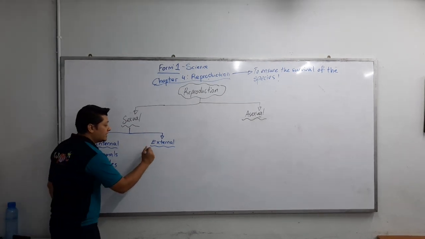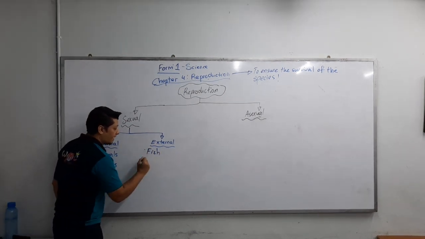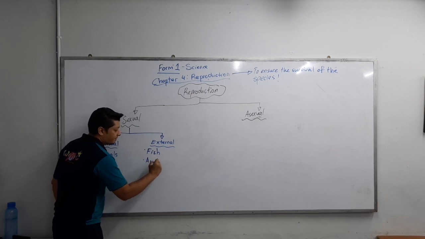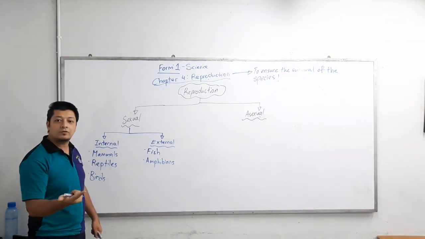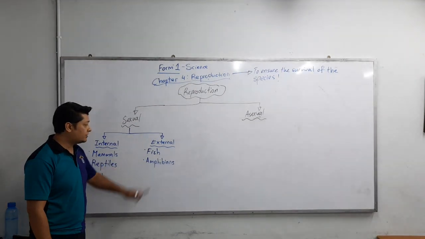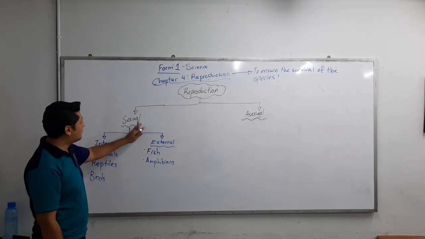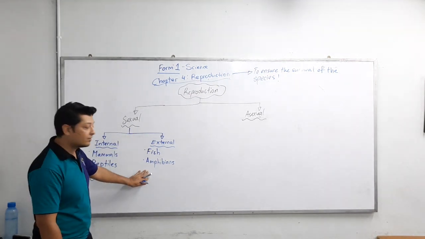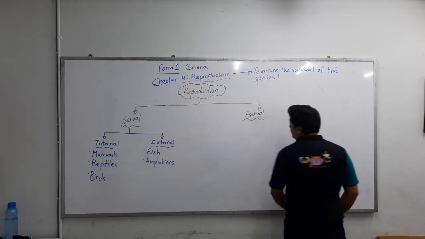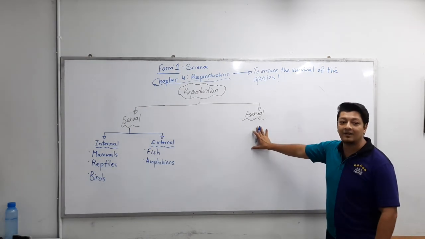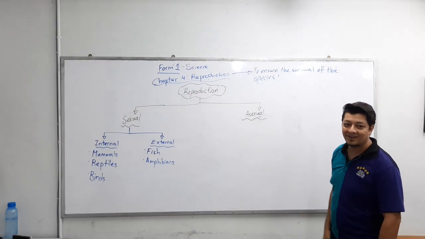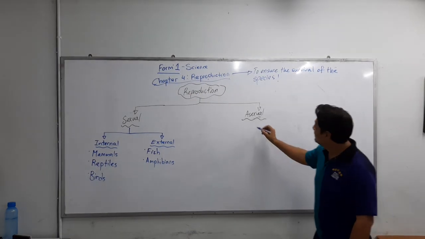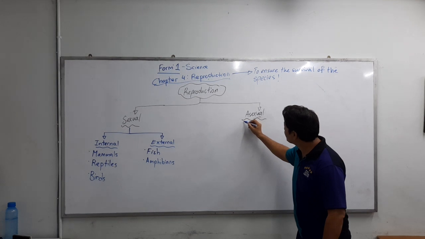External will be fish and amphibians. For amphibians, examples will be frogs, toads, and salamanders. Alright, fish or fishes. So that's for sexual reproduction. We'll leave it for this, and we'll go to asexual reproduction today, which will be the highlight of the lesson, because most of the things today will be about asexual reproduction.